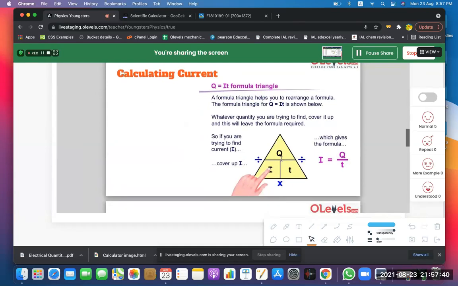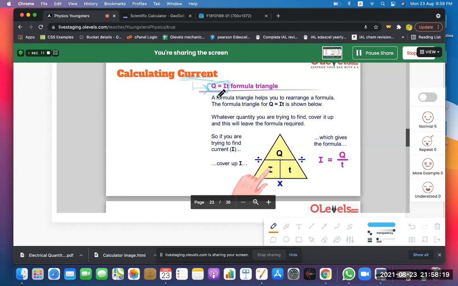Calculating current. Okay, now it's some calculation part here. You guys already know the formula. What's written here? Who will read out this formula? Q is equal to I multiplied by t. Very good. Now we want to find I. We use the formula Q equals I t. We use this for calculating charge. Then we have to rearrange the formula, and then we will calculate current.